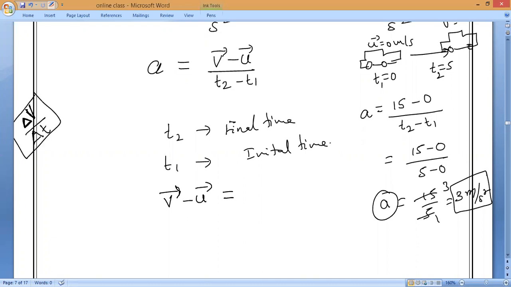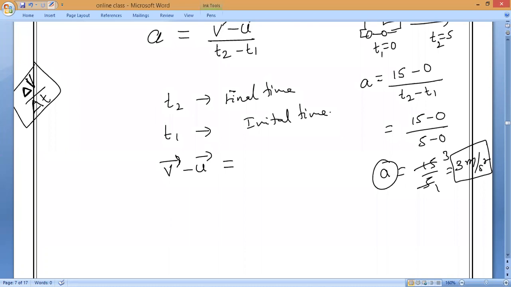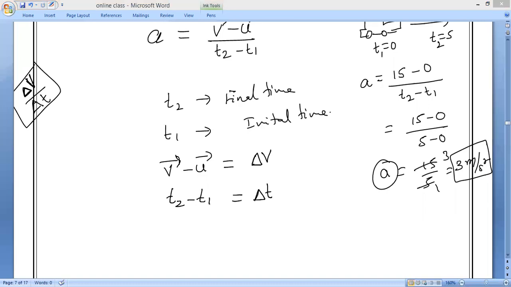So this is the rate of change of velocity. We can represent final velocity minus initial velocity with delta V, and final time minus initial time we can represent with what, guys? Delta T. Do you understand, everybody? Yes, please respond.